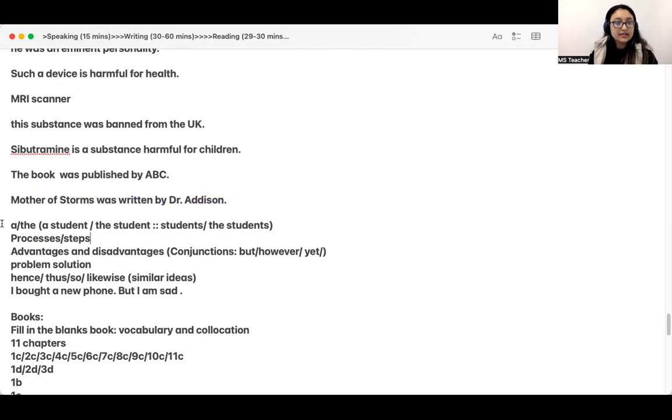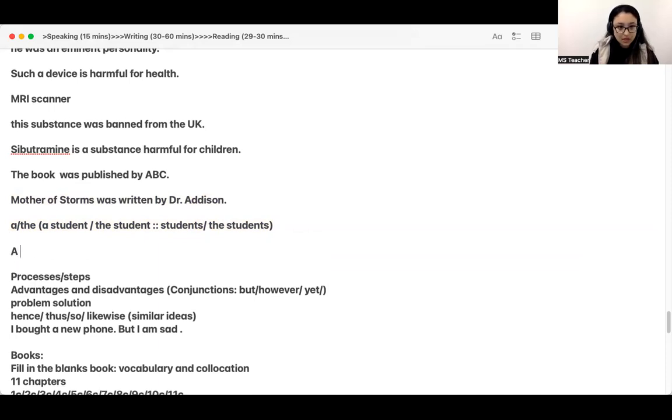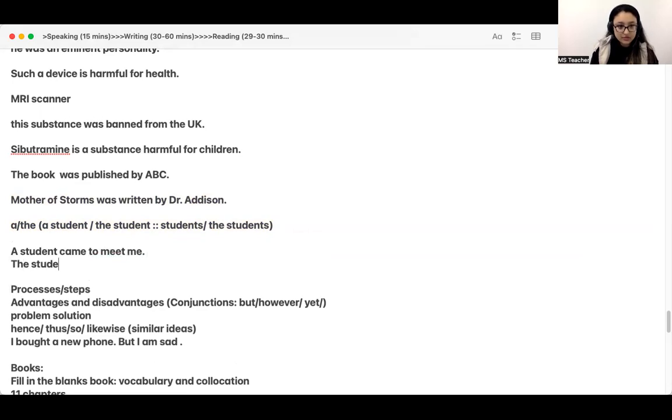Same thing here, it's just the elaborative form. They say a student will be in the first, general sentence, and then the student comes after that. For example: a student came to meet me. The student lives in Sydney.